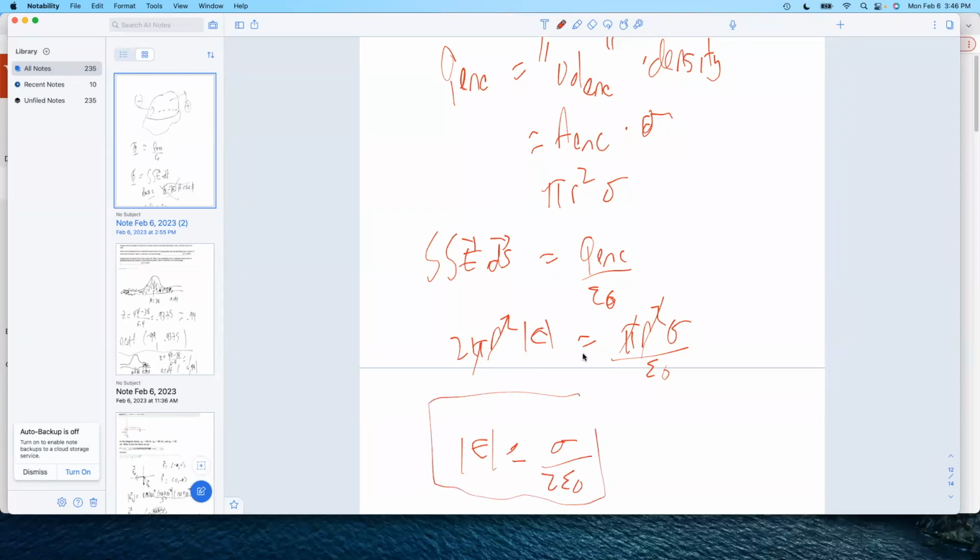That is the electric field of a plane of charge. It's constant everywhere in the universe. The direction changes. On one side of the plane, it goes to the left. On the other side, it goes to the right. It always points away from the plane, but it's constant in magnitude.